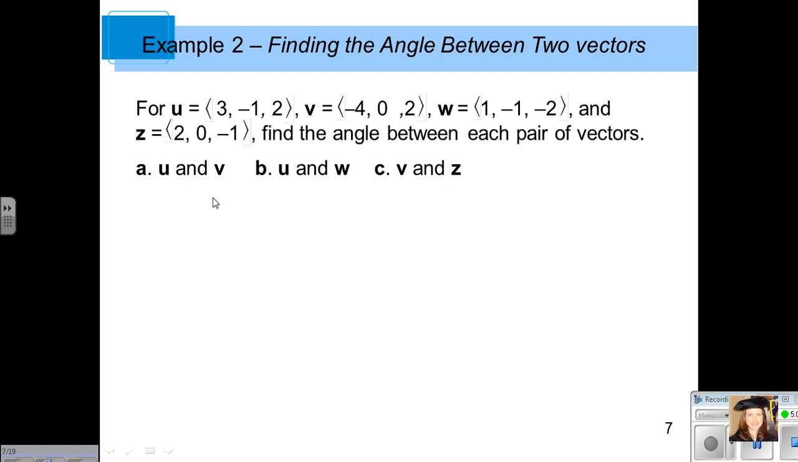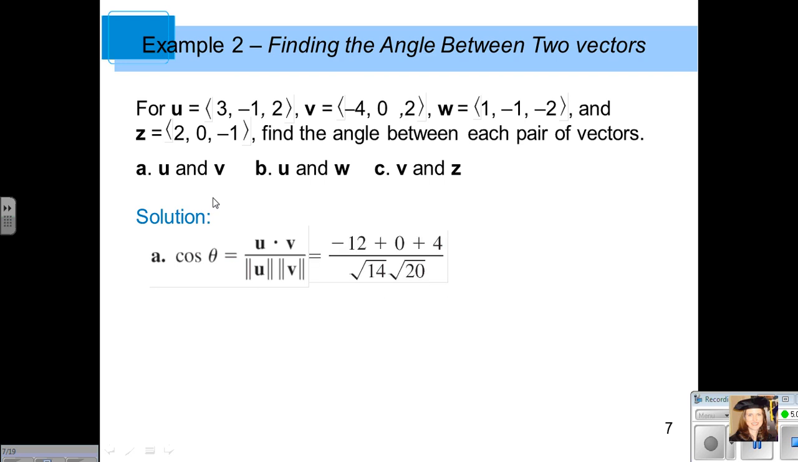Here's an example. We have vectors u, v, w, and z that are given. We want to find the angle between these pairs of vectors. First, u and v. Using the formula cosine theta equals u dot v divided by the magnitude of u and the magnitude of v, with the dot product in the numerator, we are going to multiply 3 and negative 4. That gives you negative 12, negative 1 and 0 is 0, and 2 and 2 is 4. The dot product, we're going to simplify that, divided by the square root of 14 times the square root of 20. Remember how we find the magnitude of u. The magnitude of u is the square root of 3 squared plus negative 1 squared plus 2 squared.